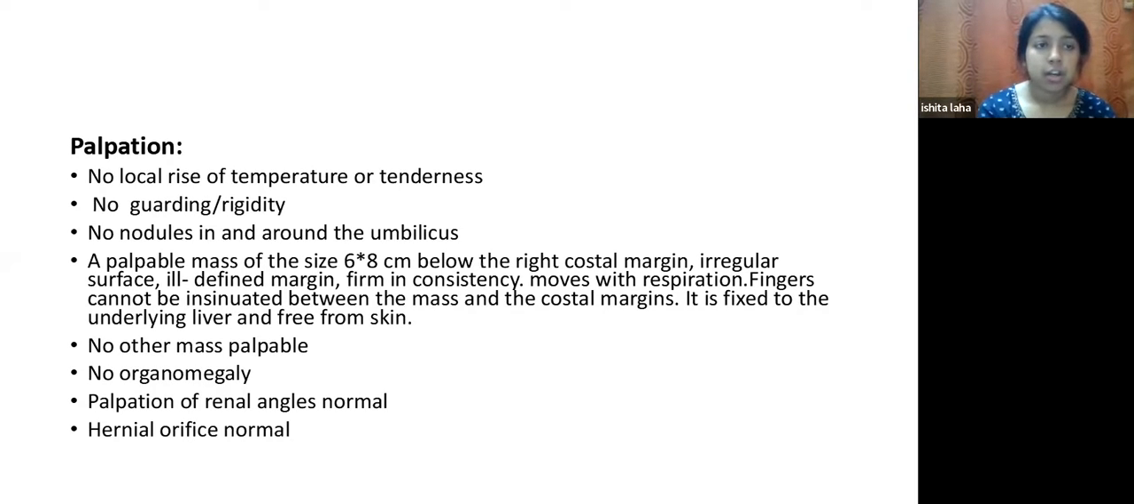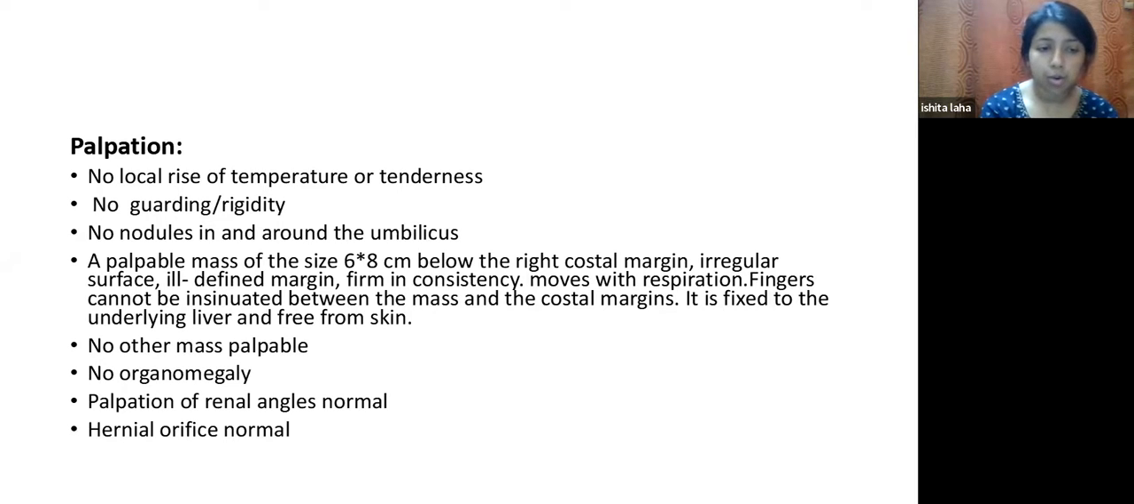On palpation, no local rise of temperature or tenderness, no guarding or rigidity present, no nodules in and around the umbilicus. A palpable mass of size 6 by 8 centimeters below the right costal margin is felt, with irregular surface, ill-defined margin, firm in consistency, and it moves with respiration. Fingers cannot be insinuated between the mass and the costal margin, and it is fixed to the underlying liver and free from skin. No other mass palpable, no other organomegaly.